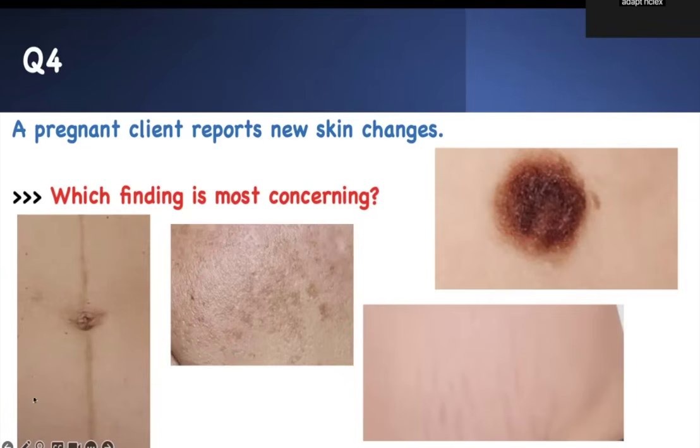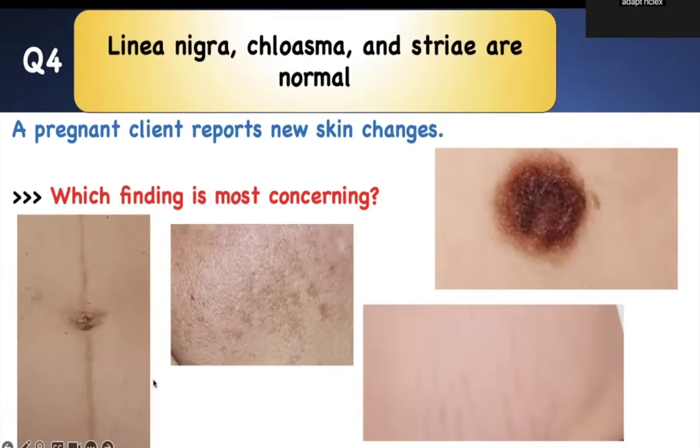And like I said, concept, test-taking strategy, and this practice question, maternity, is telling you things that you need to know for your health promotion to answer this question. Linea nigra is that one. Chloasma, right? Is in your face. And the abdominal striae is that one.